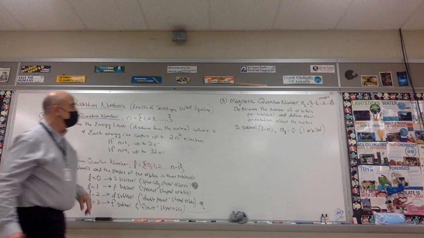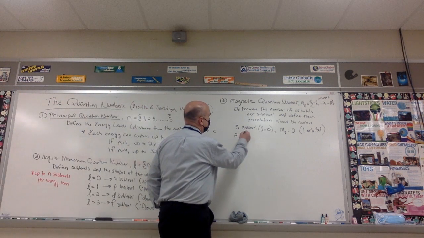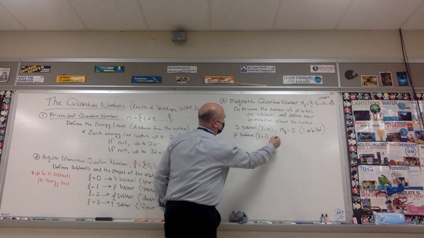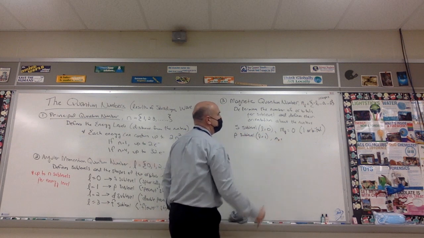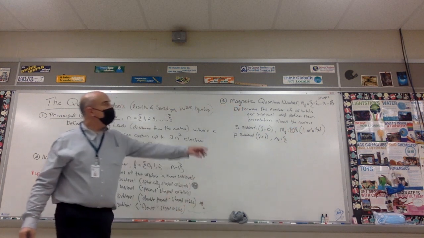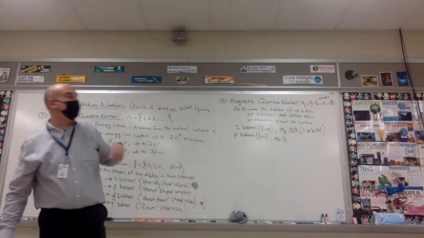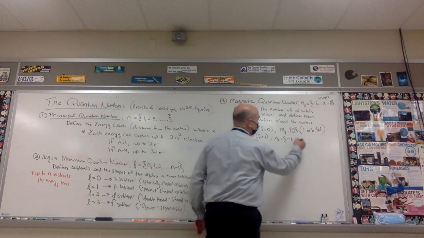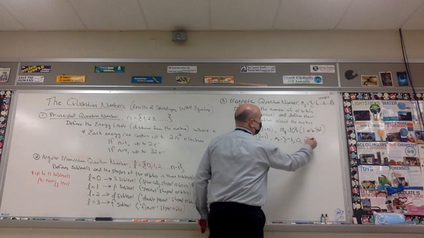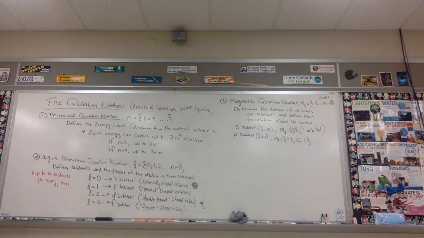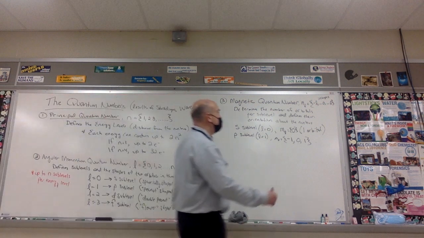If we go to a P sublevel where L equals 1, now what are my possible values for ML? It goes from negative to positive. So -1, and they're integers, so what's my next integer after -1? 0. And 1 is my maximum value, because it goes up to a maximum of L, which is 1. So I have 3 orbitals in a P sublevel.